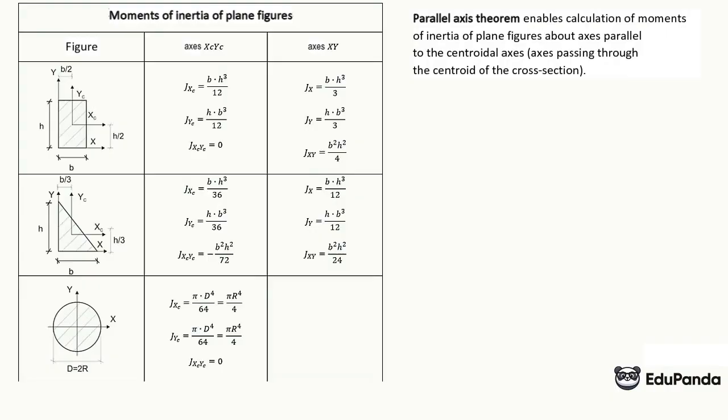Steiner's theorem allows us to calculate the moments of inertia of flat figures with respect to axes that are parallelly shifted relative to the central axes, that is, the axes passing through the center of gravity of the section. So this is the basic formula that we will use, which is the moment of inertia with respect to any axis parallel to the central axis. It is equal to the moment of inertia with respect to the central axis, meaning from this basic formula, plus the area of the figure we are calculating, multiplied by the distance between these axes, that is, between any axis parallel to the central axis. This is the distance d raised to the power of 2.